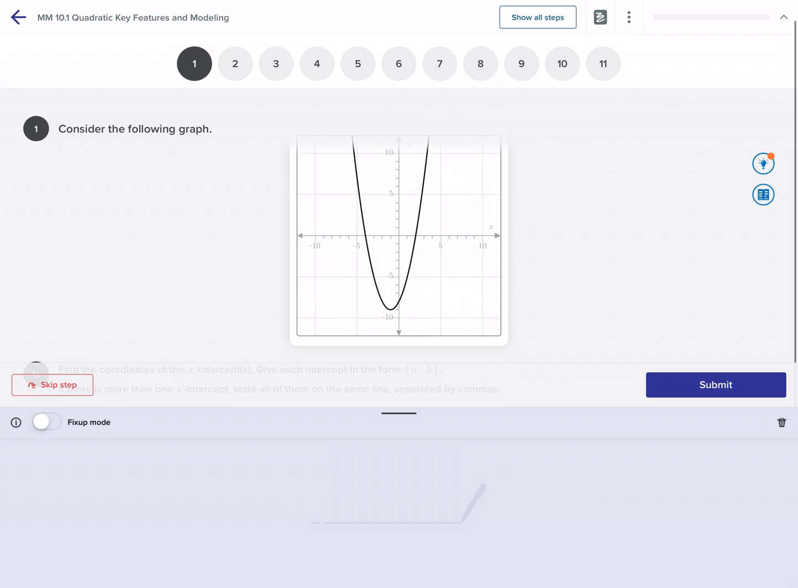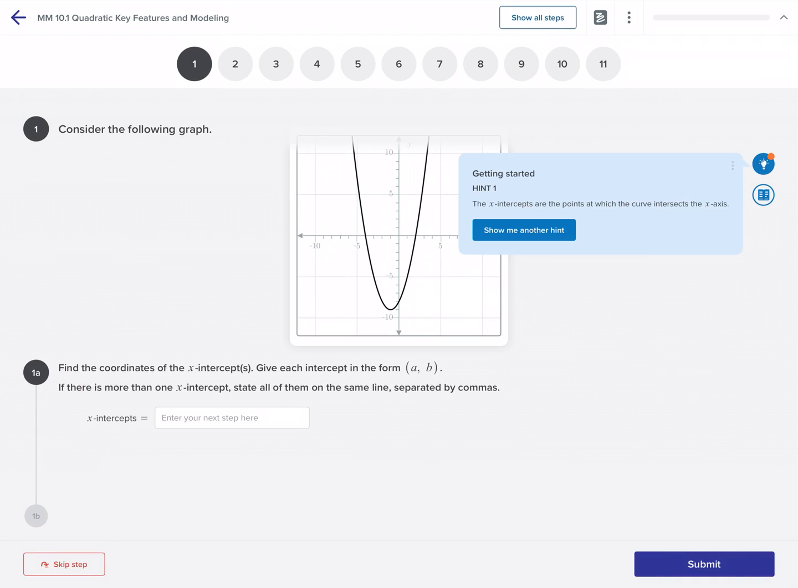Nice thing about on the right side, it has hints. You can click on the hint and it will give you some explanation about what you're looking for. So for this one, it says the x-intercepts are the points at which the curve intersects the x-axis. So if you forgot what the x-intercept was, then I guess that helps you. There are more hints that you can ask for. Use them as much as you need. Okay, sometimes underneath that light bulb on the right side, sometimes there's videos that you can click on, and we'll see if we can find one of those.